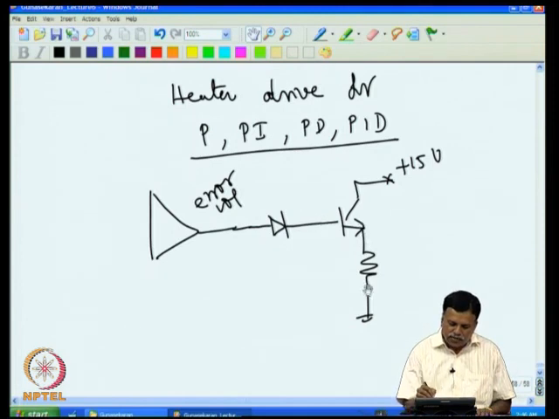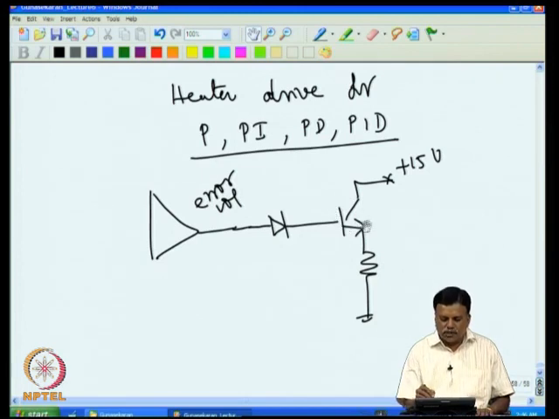So this current cannot be more than, if HFE is 100, then this current cannot be more than 1 ampere. But then here, unlike the on-off temperature controller where the voltage drop is very small, because the device is either on or off, here it is neither on nor off. So if it is 5 volt, then this will be 4.4, so voltage across this will be 10.6 volt. If 1 ampere current goes, then there will be a 10 watt heat dissipation, which will be enormous. So this transistor should withstand all the high power.